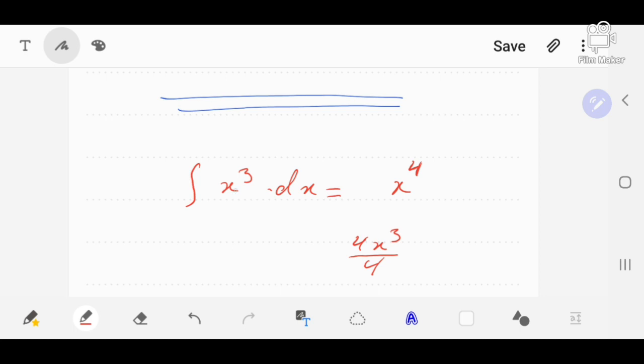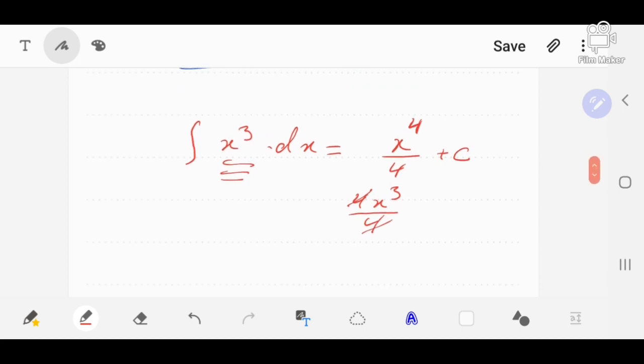So integration of x to the power of 4 should be x to the power of 4 divided by 4. Check that out. What's the derivative of x to the power of 4 over 4? Derivative of x to the power of 4 is 4x cubed divided by 4, so the 4 with 4 will be cancelled. So when you have x cubed, you will just make it x to the power of 4 divided by 4. It's the opposite of the derivative.